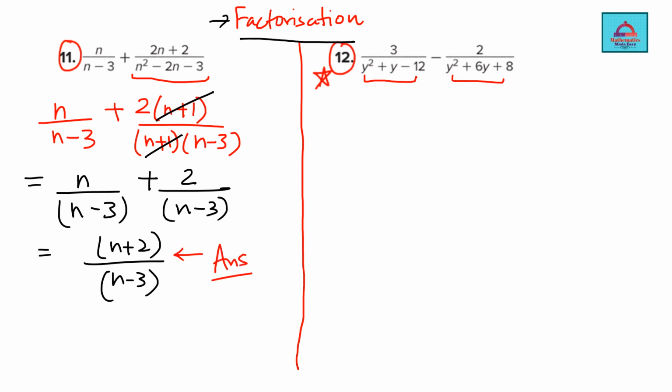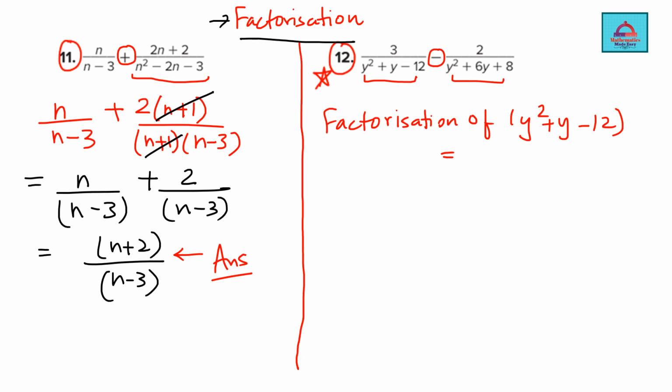Okay, so that was about addition. Now let's do subtraction. What is going to change? The only difference is the numerator will have a negative sign. Looking at the denominators, as I told you, we need to do factorization first. So let's factor the denominators. The factorization of y square plus y minus 12 is what we need. You'll do term splitting, and the two factors will come out to be y plus 4 and y minus 3.